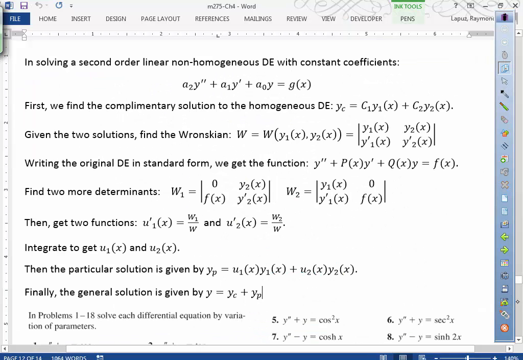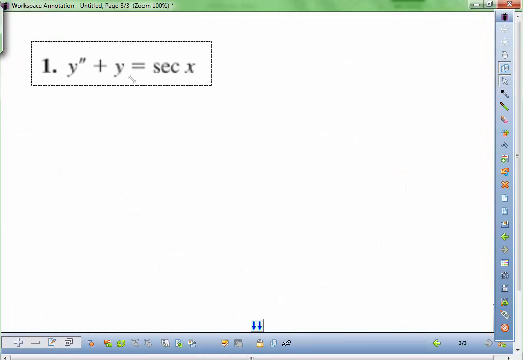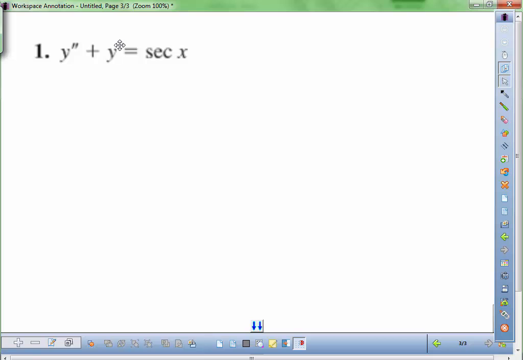I have a list of examples from the book. We could take a look at the first one. So we're going to find a general solution for this: y double prime plus y is equal to secant x. So secant x is one of those functions. It's not sine or cosine. It's not exponential. It's not a trig or any combination of those things. So let's see if we can solve for this.